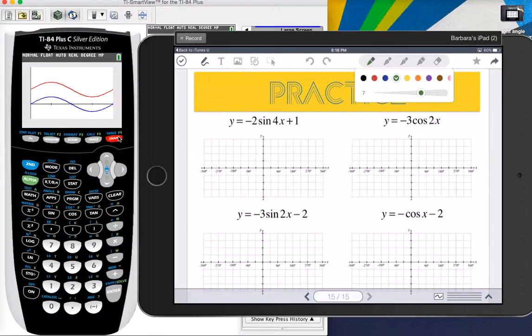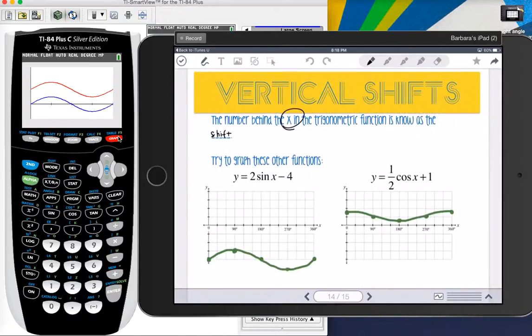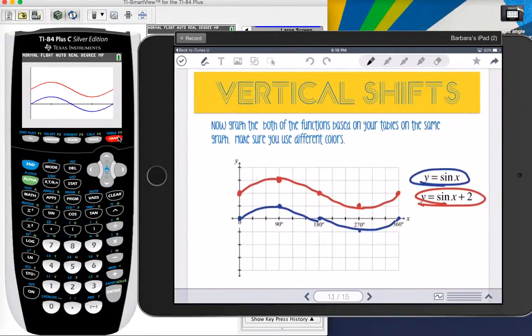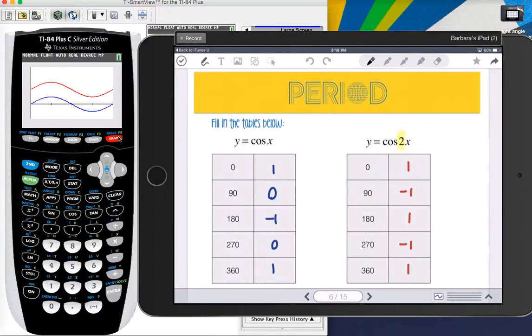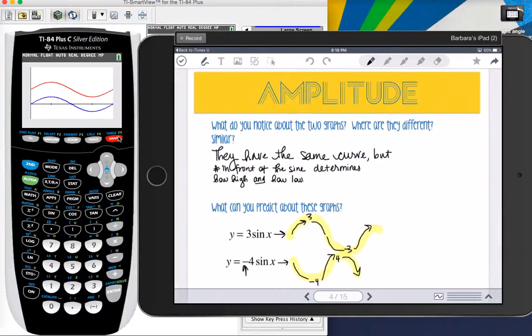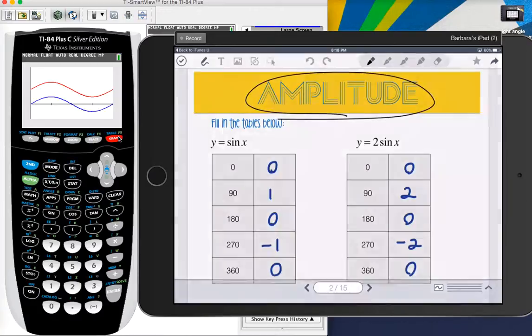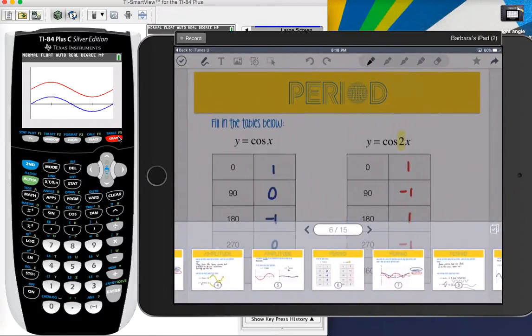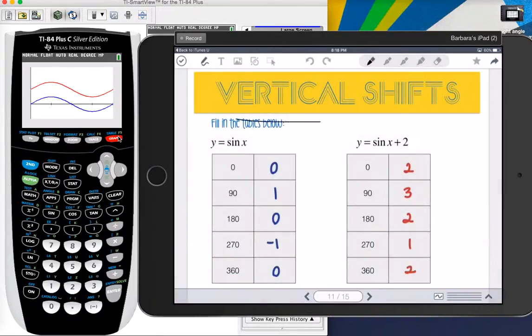Now on the last page, there's practice. Notice how some of them have all the shifts. Some of them might only have 2. This one only has 2. This one has all of them. But just refer back to these previous slides, or just put it in your graphing calculator if you're unsure as to where to find any and all of this information. But the things we talked about were amplitude, period, and vertical shift.